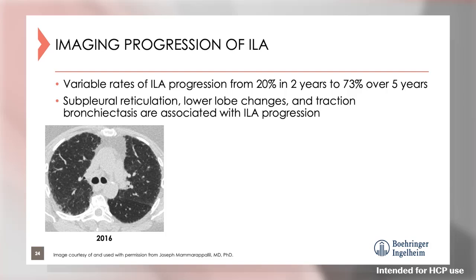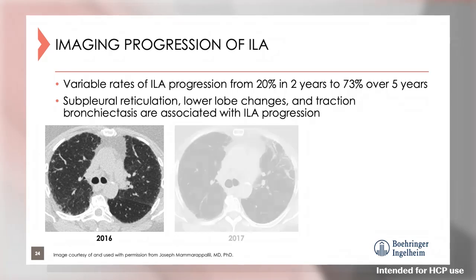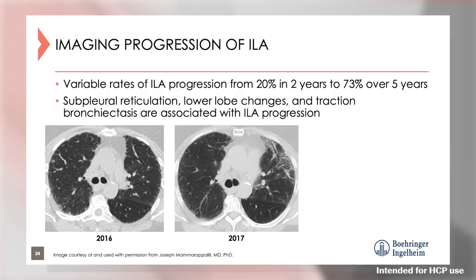But if I was dictating this report, I would say these findings could represent interstitial lung abnormality. If we look at this patient now at the same level, so I'm at the carina, in 2017, what has progressed? Well, particularly within the left upper lobe and lingula, you can see progressive reticular opacities.